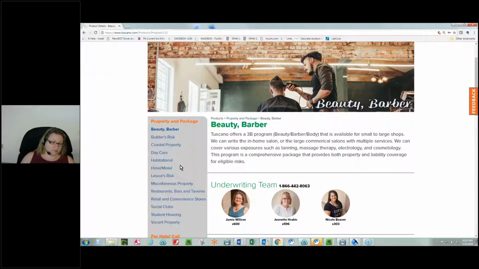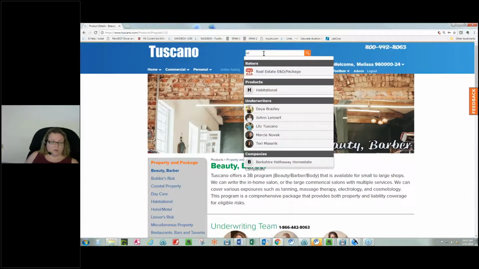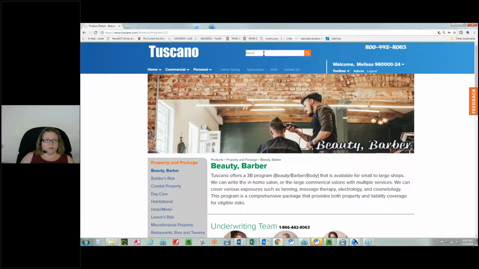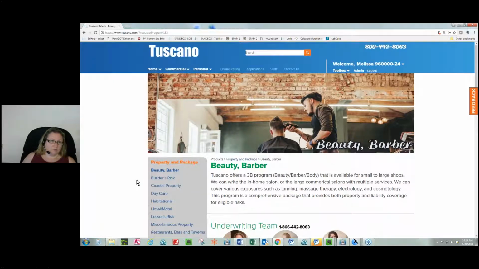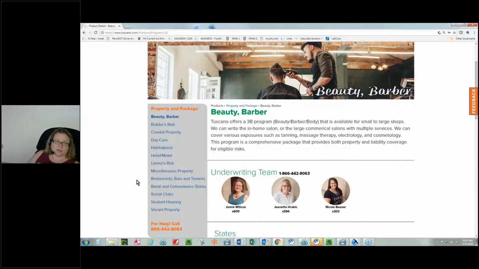Another big hitter for us is our tattoo shops. We can offer GL, we can offer professional, we can write abuse and molestation, assault and battery, all starting at a minimum premium of $600 non-admitted. Now, when you run into people who are doing permanent makeup or any kind of microblading, which would go back into your beauty salons, that kicks back over into Debbie's department over in casualty. They can take a look at those as well. You can start with us and then we can direct you into the right place.